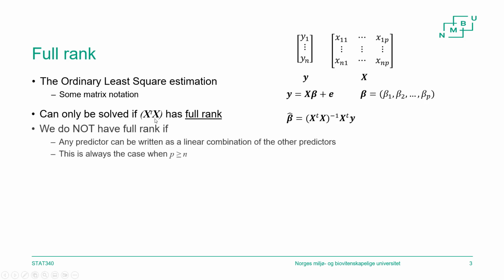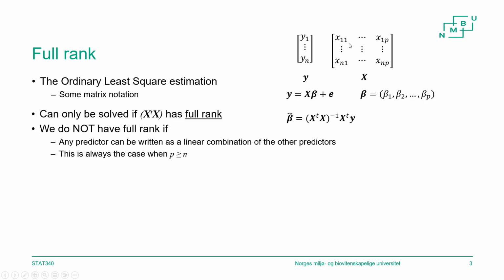And full rank, what does it mean to have a full rank? Well, what does it mean to not have a full rank? We do not have a full rank if any predictor in here can be written as a linear combination of the other predictors. If one of the columns is not just similar, but is identical to a combination of the other columns. And especially if two columns are identical, then this is true, right? And then you have lack of full rank.